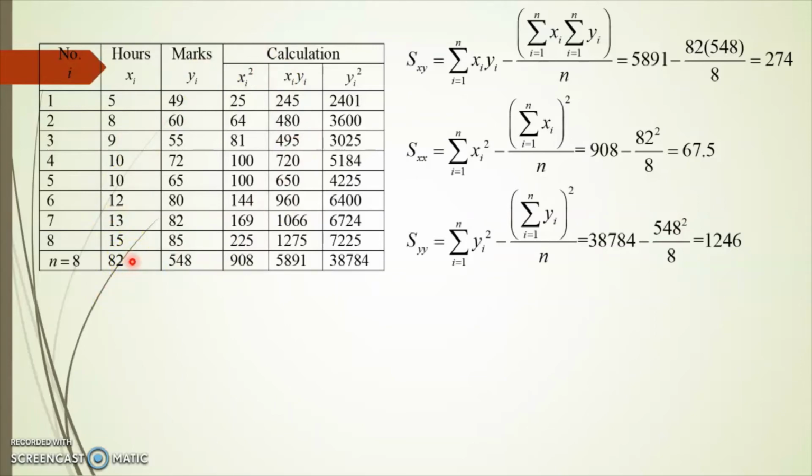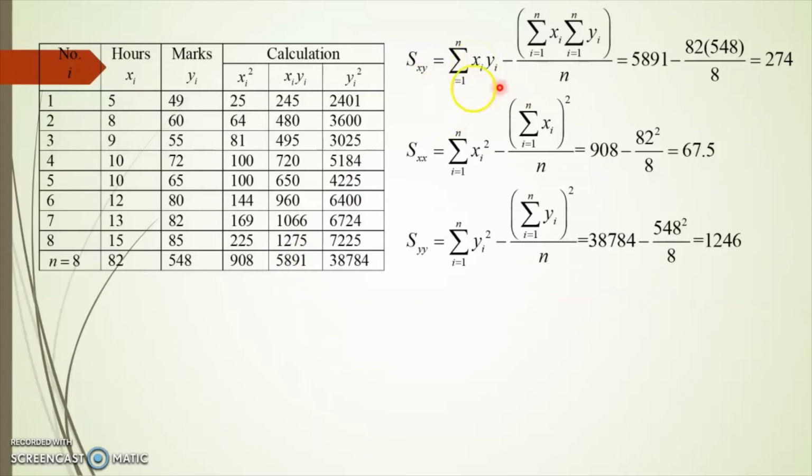You can just use your calculator to get the sum of x, the sum of y, the sum of x square. You see the x is being squared, and then you total up and you get 908, and then the sum of x multiply y. So each x multiply its pair, its y. 5 multiply 49 and you get this. 8 multiply 60 and you get this. And you sum all these values, that'll give you summation of xy, which is this one.